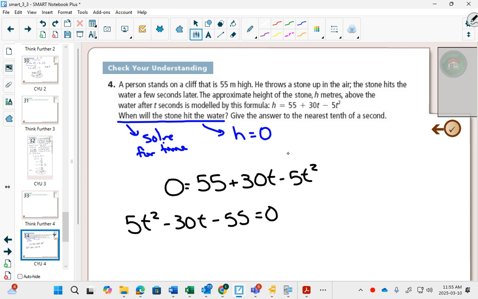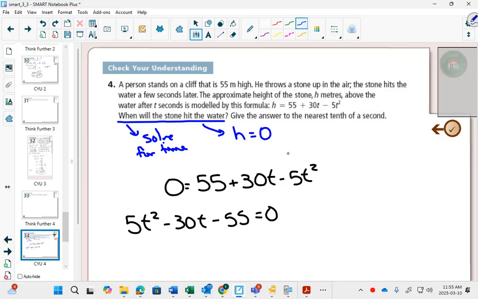Shouldn't it be plus 30t? No, because I moved this over to the left. Oh wait, I moved the 30 over, makes it minus 30. Plus 55. And then the 55, when it moves over, it'll be minus 55. Because you're moving everything to the left-hand side.